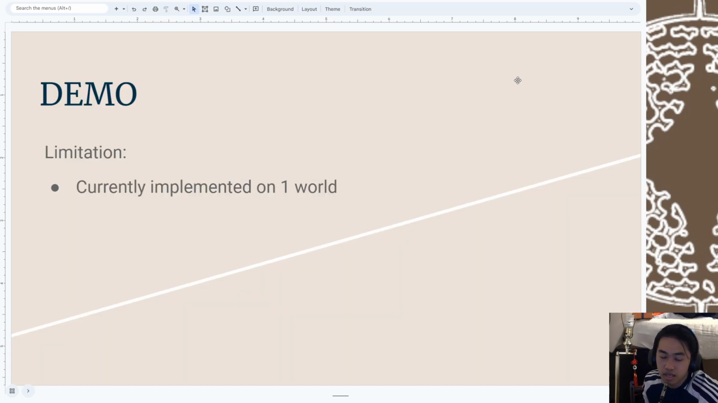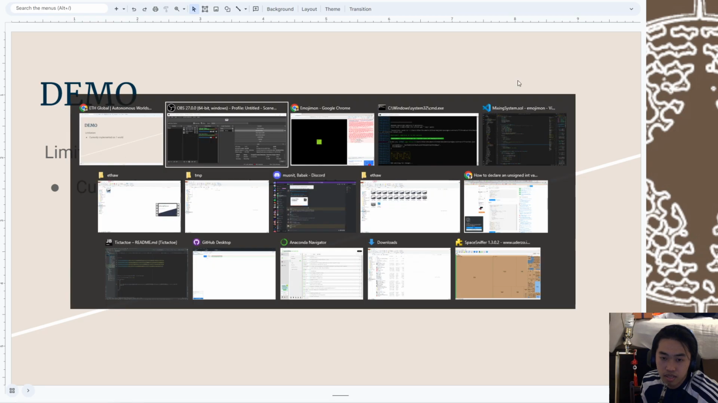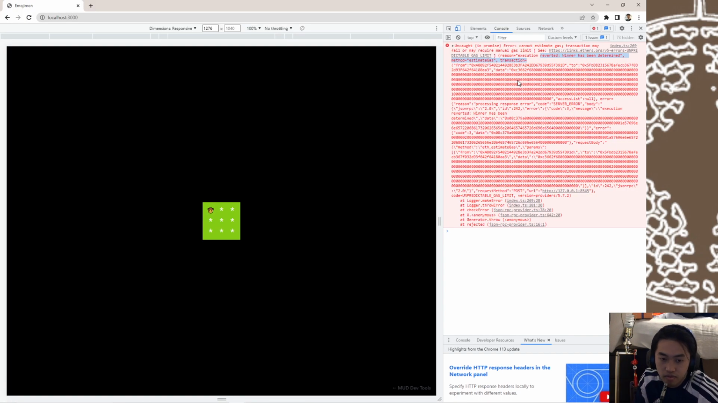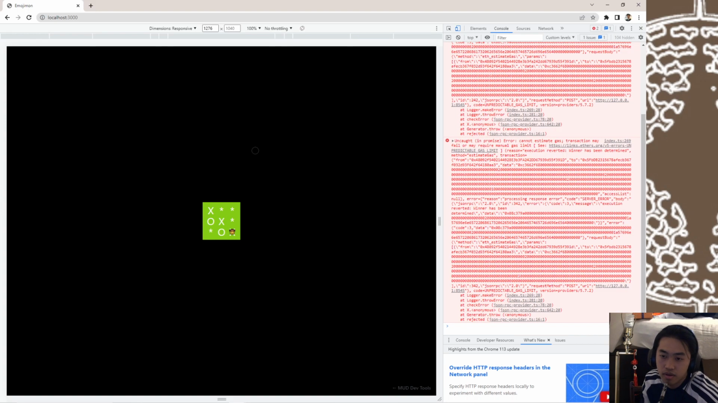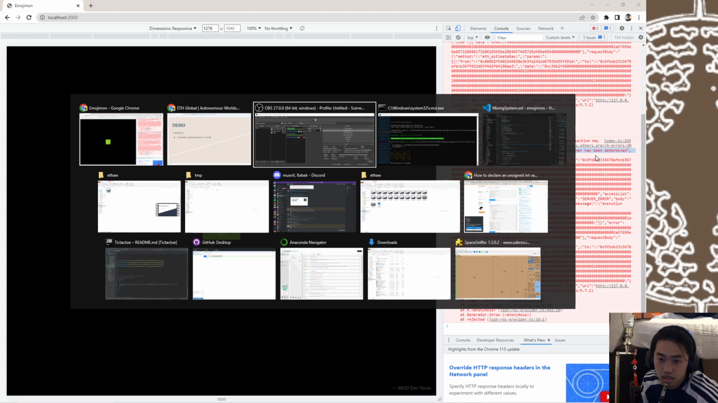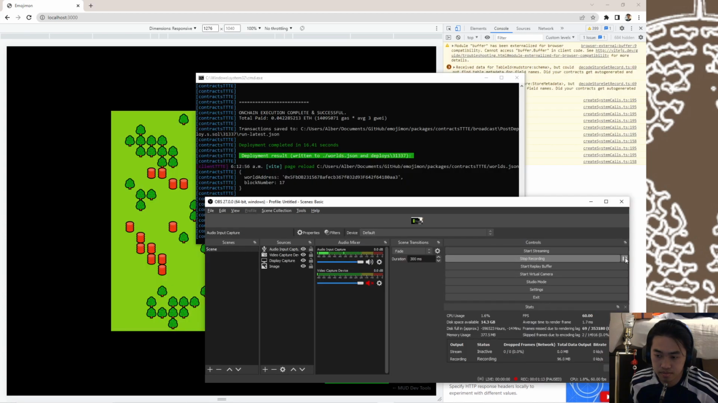The demo currently is limited to being implemented on one world, and we have created the world of Tic-Tac-Toe first, and as you can expect, we can go ahead and play the game. Once I have three X's in a row, a new message pops up saying that the winner has been determined. I will now go ahead and build the next game.